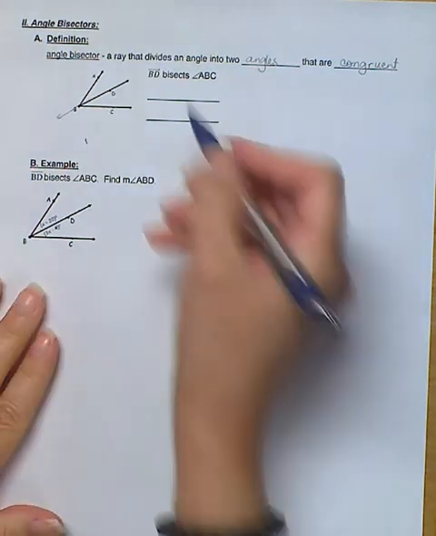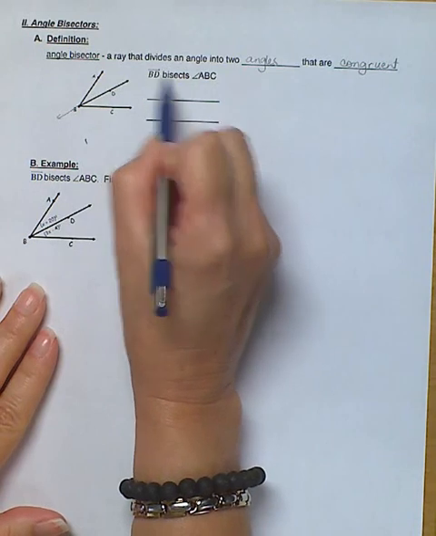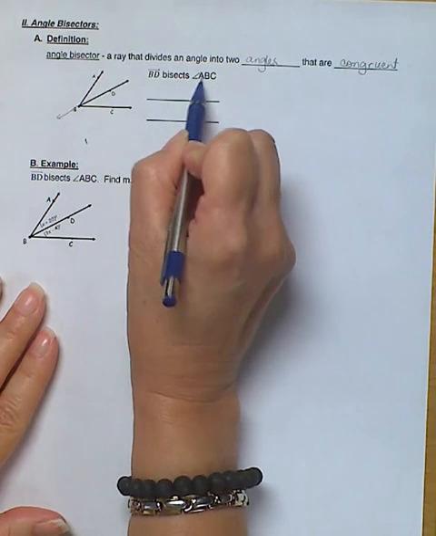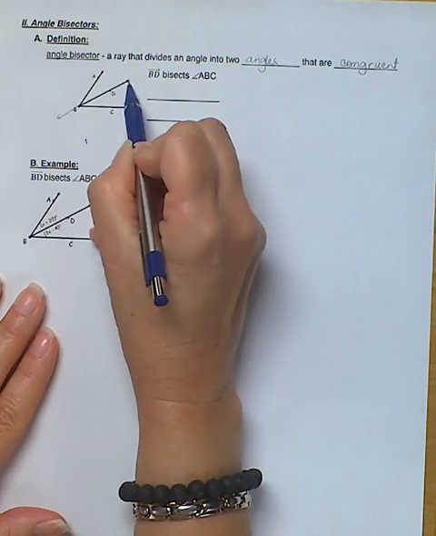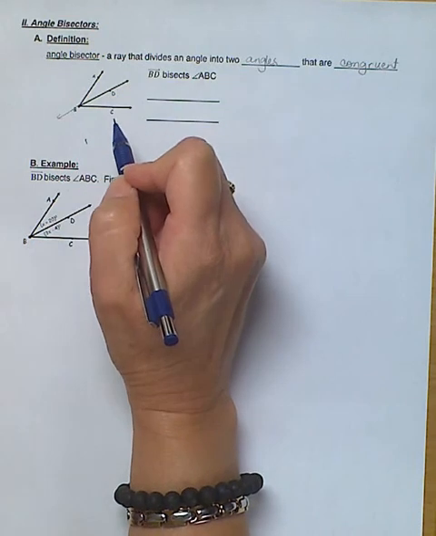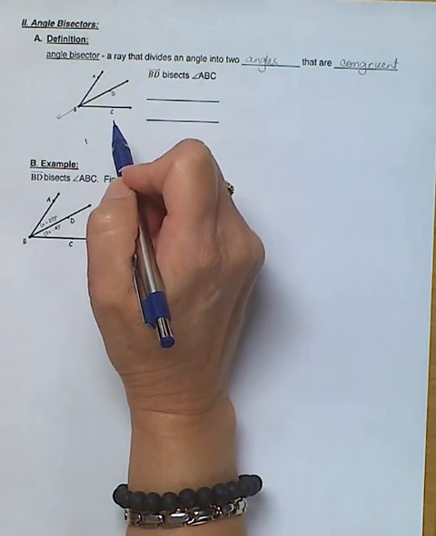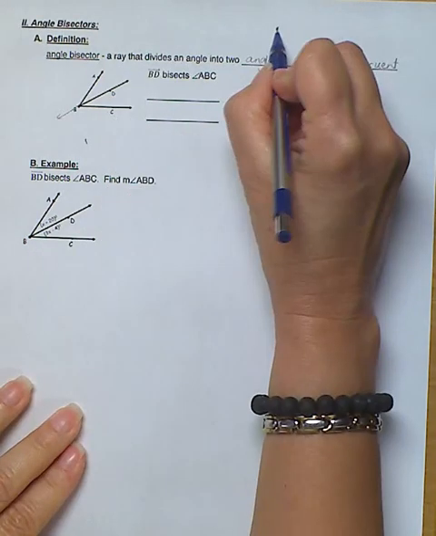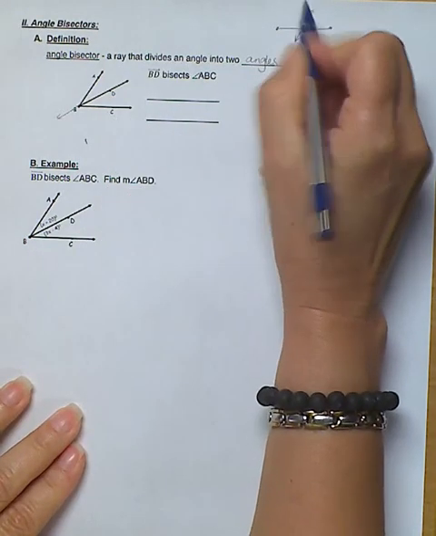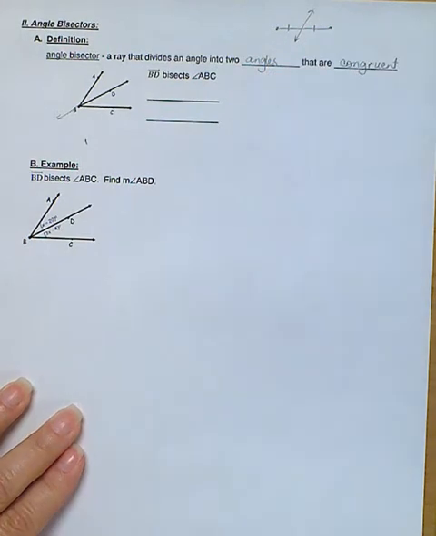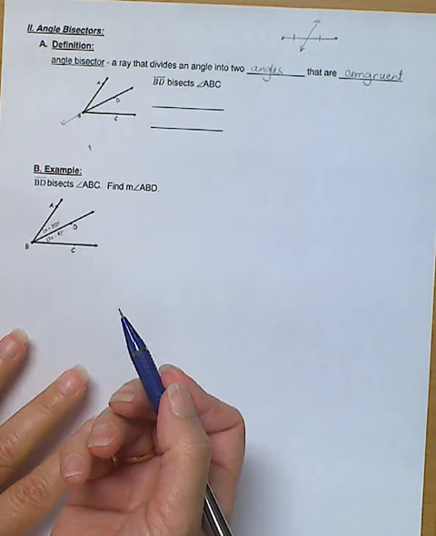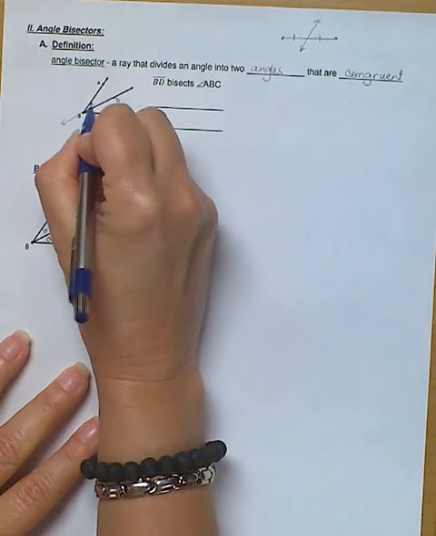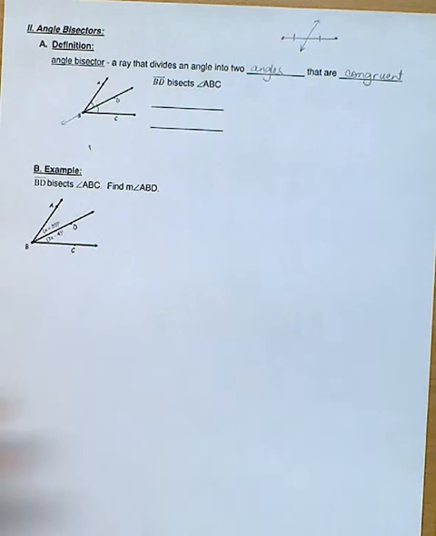So ray BD bisects angle ABC. So here's my angle ABC. Here's my ray BD, and it's bisecting it. It's cutting it into two congruent angles. So we know in the case of a segment that gets bisected, the congruent marks are tick marks. So the same number of tick marks makes the segments congruent. It's a little hard to put tick marks in this diagram. So what we put is we put arc marks. As long as there's the same number of arc marks, then those angles are congruent.